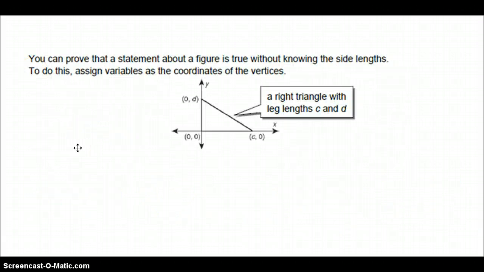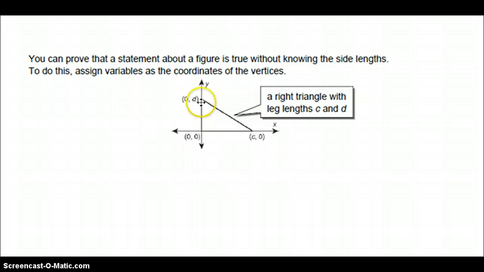Now, we can also place figures in the coordinate plane without knowing specific measurements. We could use variables to represent those, and we can assign variables as the coordinates, like this. So let's say we had a right triangle with leg lengths C and D. Well, if I position that in this way, one vertex, the right angle, is at the origin, has the coordinates 0, 0.